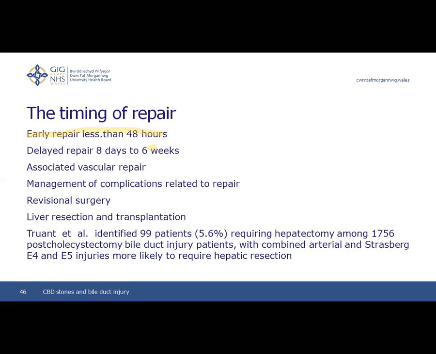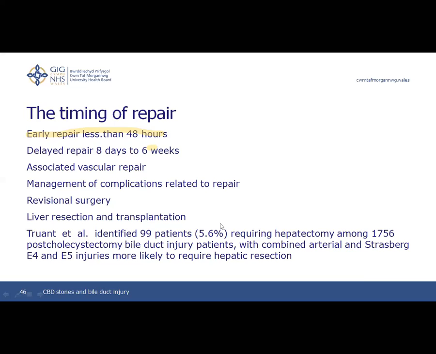So they need a dilatation of the strictures or the PTC, which needs to be done. And the revisional surgery, again, it goes for hepaticojejunostomy always. And when the patients are not able to be treated with the revisional surgery, or when the revision surgery again goes for failure, there's a role for liver resection or liver transplantation.